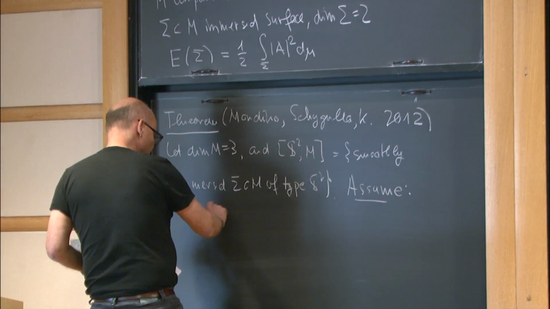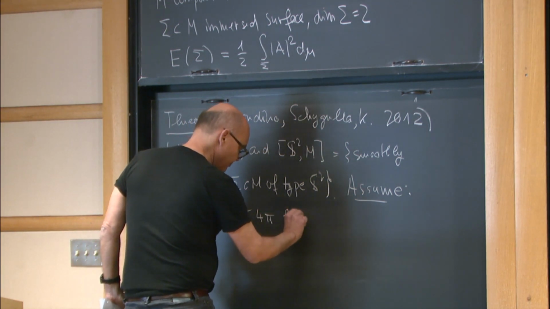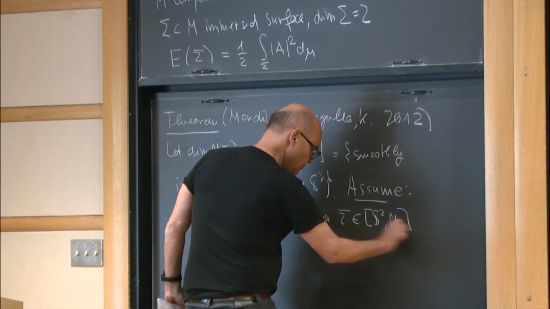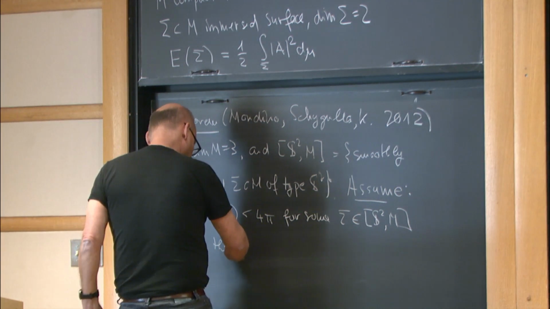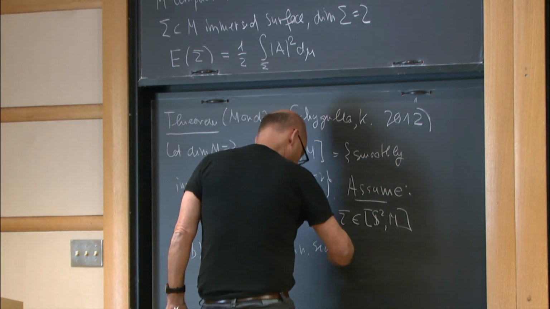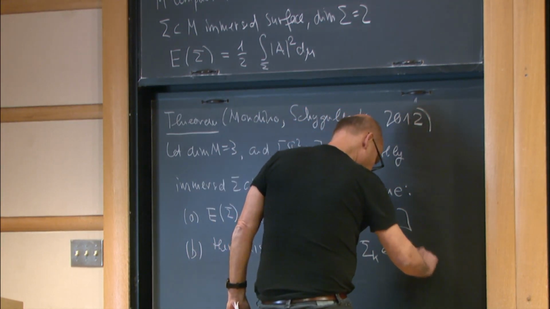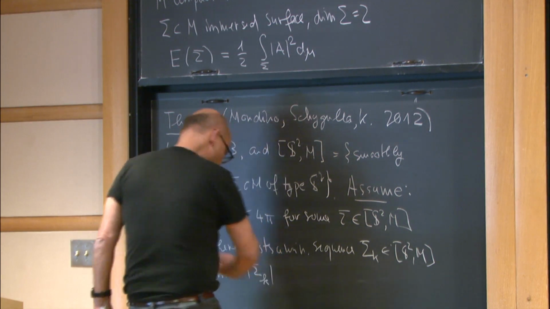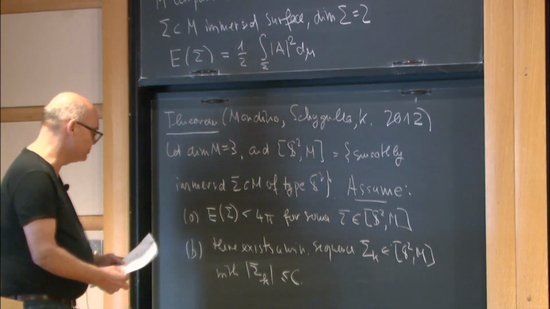Condition A is a kind of smallness condition: you require that the energy of sigma is less than 4 pi for some surface sigma in this class. And the other condition is that there exists a minimizing sequence sigma k in this class with the property that the area of sigma k, which I simply write as absolute value of sigma k, is less than or equal to C. So these are the two assumptions.